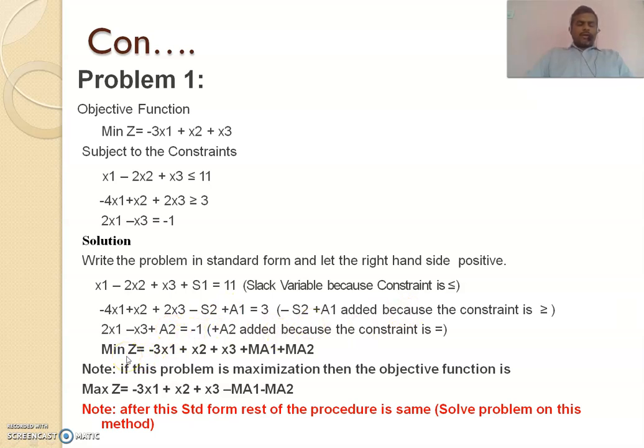Then our modified or updated objective function is Z min equal to minus 3x1 plus x2 plus x3, plus Ma1 plus Ma2. Like this we have to add. Why is it positive? Because the objective function is minimization. That's why it is plus. If this case is maximization, then our objective function will be minus Ma1 minus Ma2. Like this we have to modify, and after that the rest of the procedure is the same for the optimum solution.